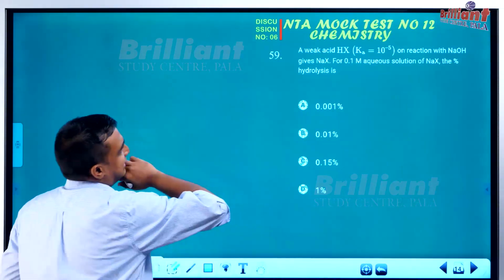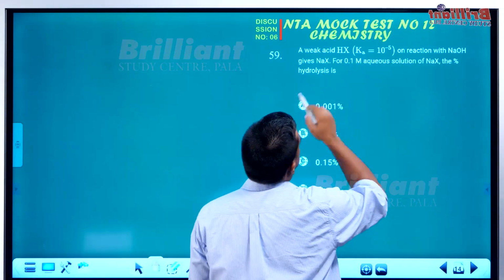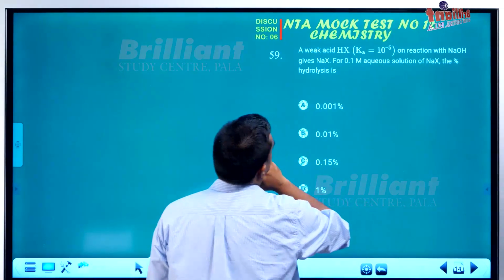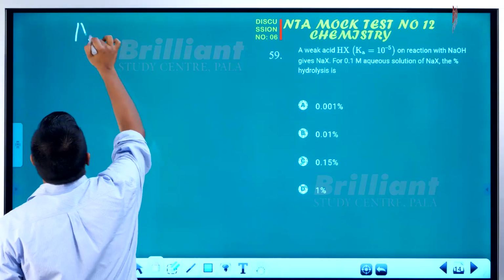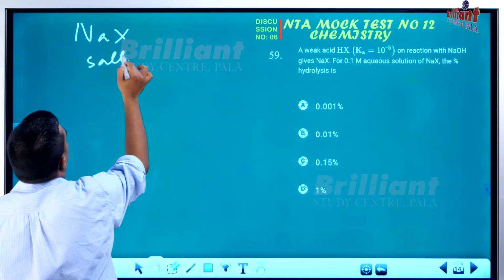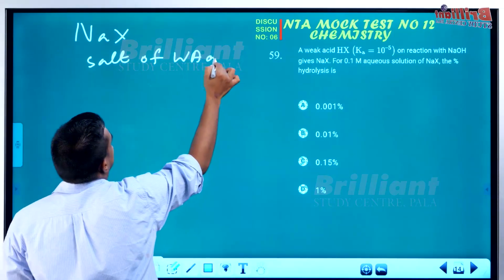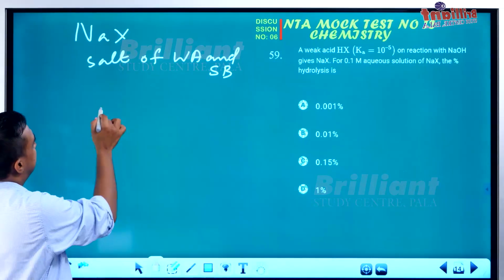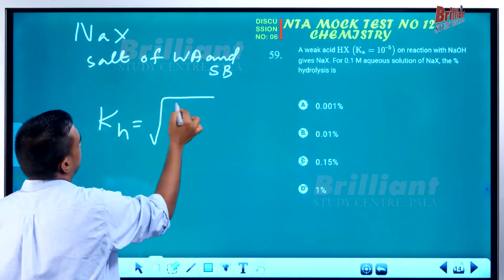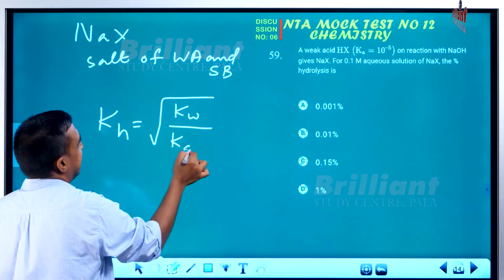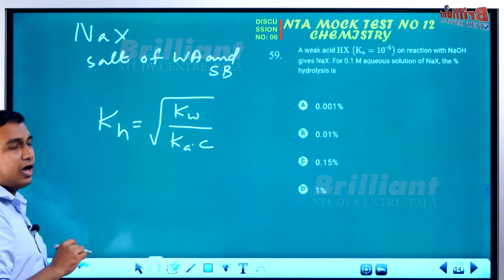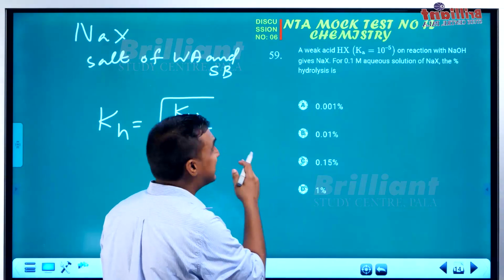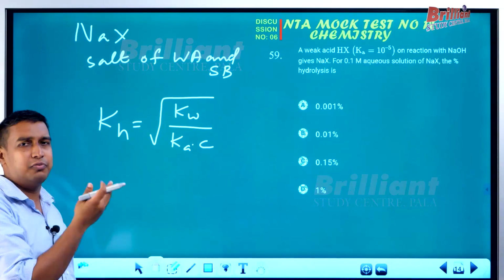Now a weak acid HX on reaction with NaOH gives NaX. For a 0.1 molar aqueous solution of NaX, the percentage hydrolysis is. We get that this NaX is a salt of a weak acid and a strong base. For this hydrolysis we have a relation: Kh is equal to root of Kw by Ka into C. But in the question they have not asked for the degree of hydrolysis. They have asked for the percentage of hydrolysis. So whatever you get here, you will have to multiply by 100.